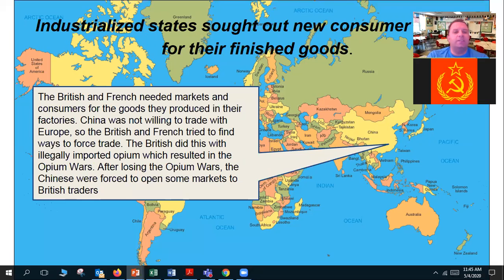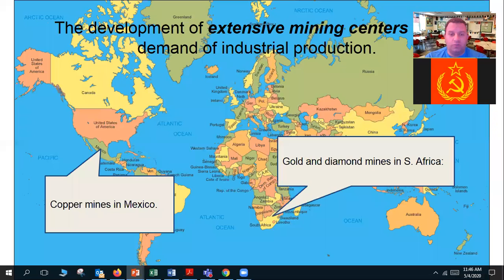We also know that the British and the French are going to need markets for these goods. China has no interest in trading with the Europeans, so the British have to find a way to force the Chinese into trade, and they do so by getting involved in the opium trade. They got the Chinese addicted to opium. They fought the opium wars against China, and when China lost the opium wars, the Chinese are forced to open certain markets to British traders. So that's another example.